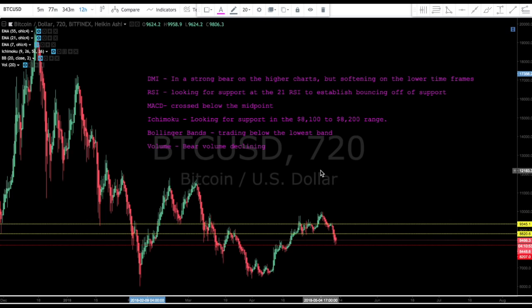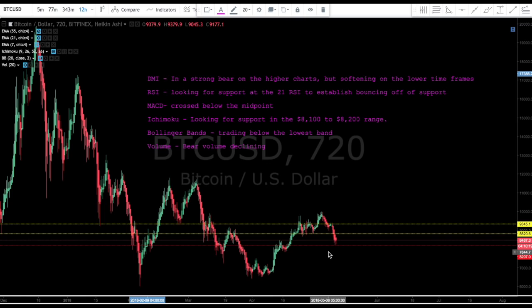The MACD, though, has crossed below the midpoint, so we really need to see that start coming back up and ultimately breaking through the midpoint. The Ichimoku cloud is looking for that support at that $81 to $8,200 range. So all those things line up in here. The Fibonacci lines up in there. The Ichimoku cloud's lining up in there. Our previous just visual support and resistance, support and then resistance if it crosses below that. That line we already drew.